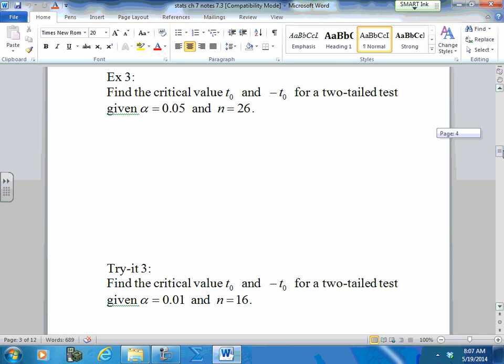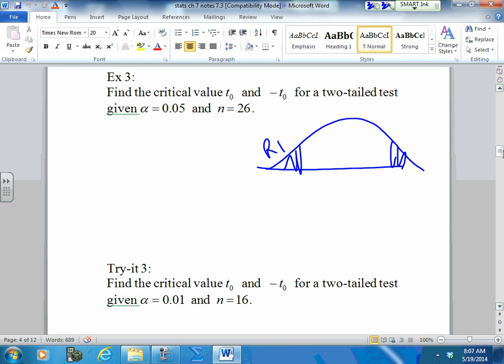is the two-tail test. Okay, I've got two tails to this guy. Here's your reject. Here's a reject. Here's a fail to reject. I want a negative one and I want a positive one. What's your degrees of freedom on this? 25.